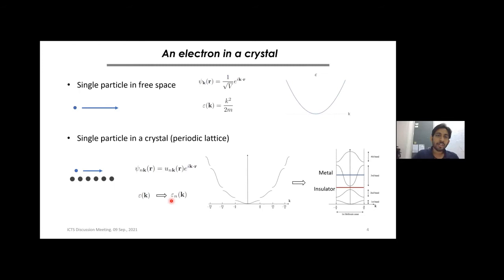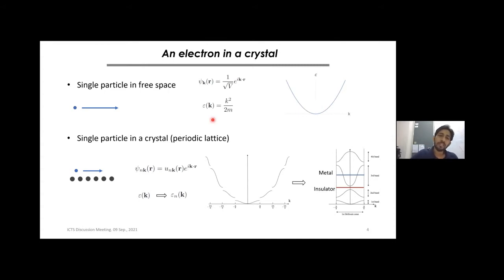Okay, so let's start with something very basic. What do we typically do in condensed matter? Our basic idea is that when we have a single particle in free space, we know what quantum mechanics tells us. It's a plane wave with the dispersion energy going quadratically with momentum. So that's our standard parabolic dispersion for a free particle.